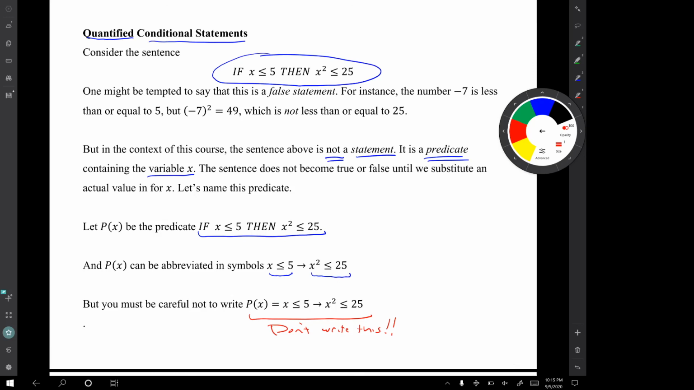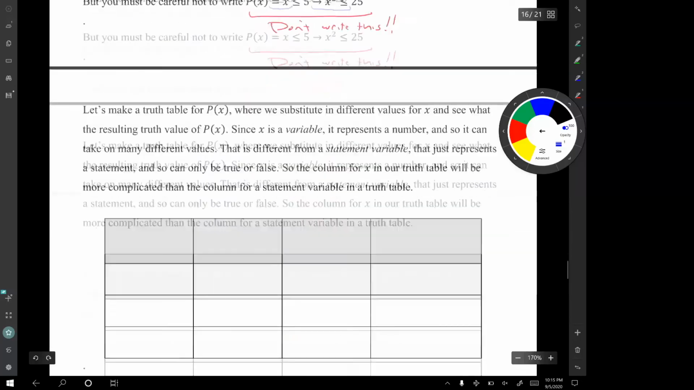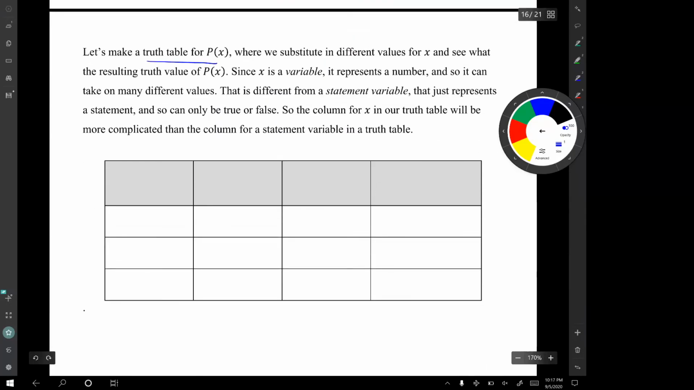Notice that I always say things like this. I'm going to let p of x be some predicate. I don't say that p of x equals some predicate. All right, so we have this predicate, p of x, and it's denoted in words that way and in symbols this way. Let's make a truth table for p of x.